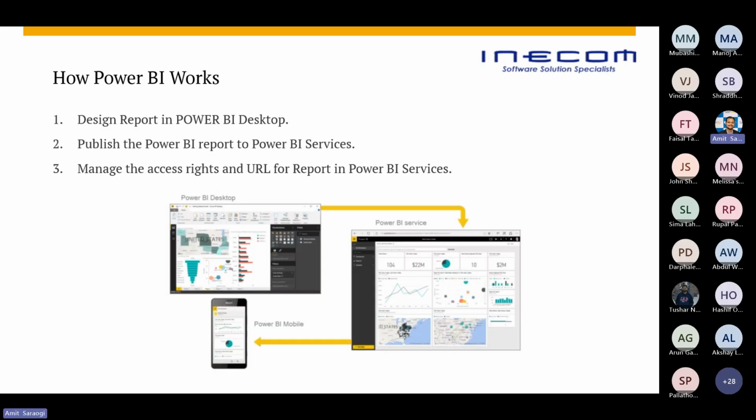So how does Power BI work? First, we need to design the report in the Power BI application, that is the desktop application, then publish this Power BI report to the Power BI service, and then give access rights to the users, like what data they can view. If you want to share a URL for the users to access, that is allowed in the system.